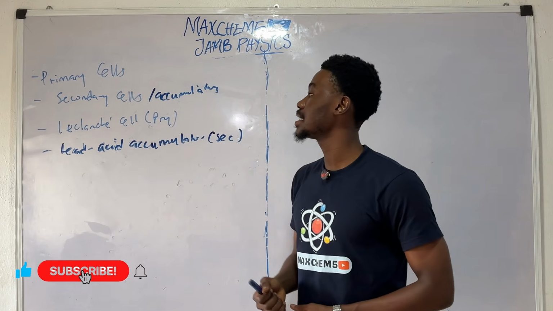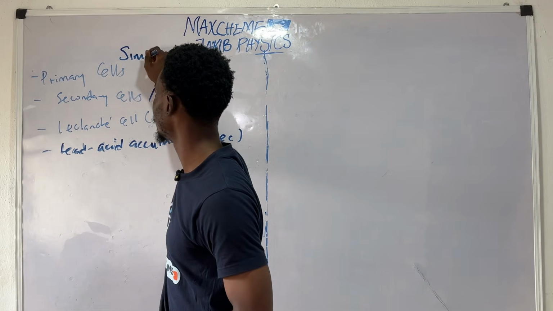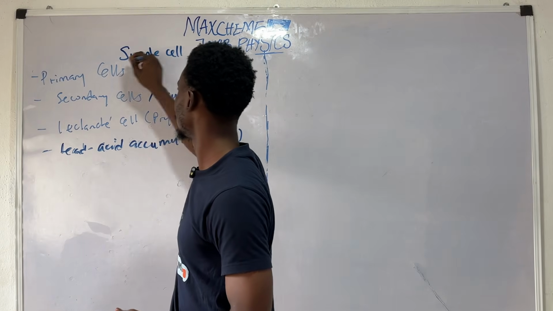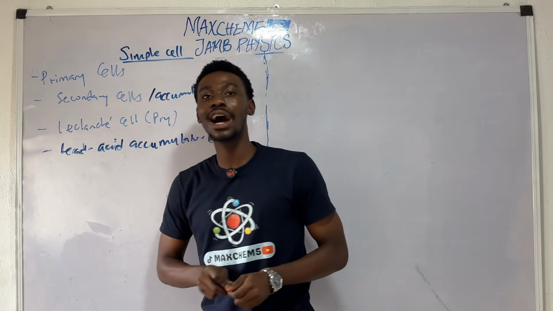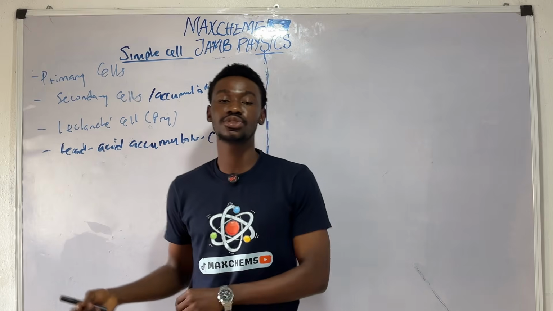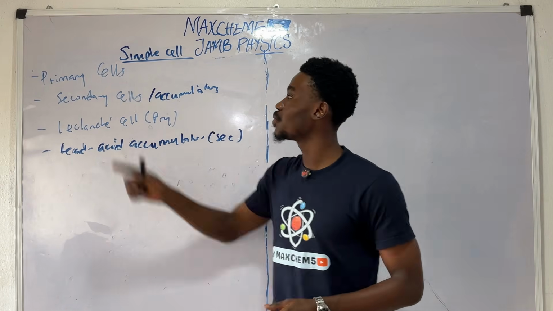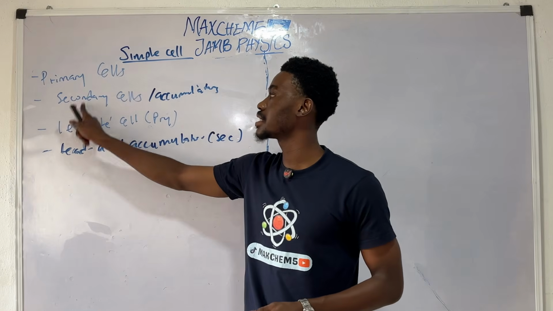So I have another topic on simple cells. Now, a cell is a device that converts chemical energy into electrical energy. Now we have two types of cells basically. We have primary cells and secondary cells.